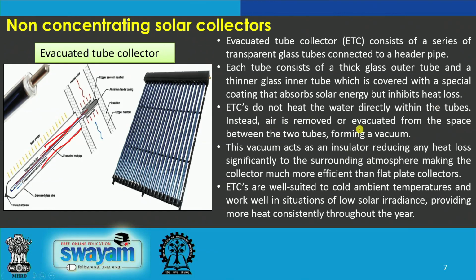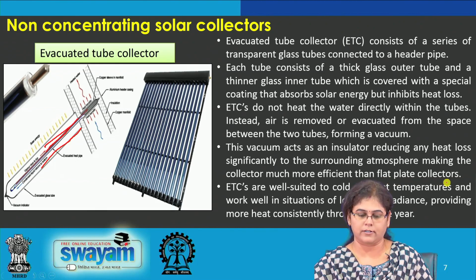Instead, air is removed or evacuated from the space between these two tubes, forming a vacuum inside. This vacuum acts as an insulator, reducing any heat loss significantly to the surrounding atmosphere, making the collector much more efficient than flat plate collectors.